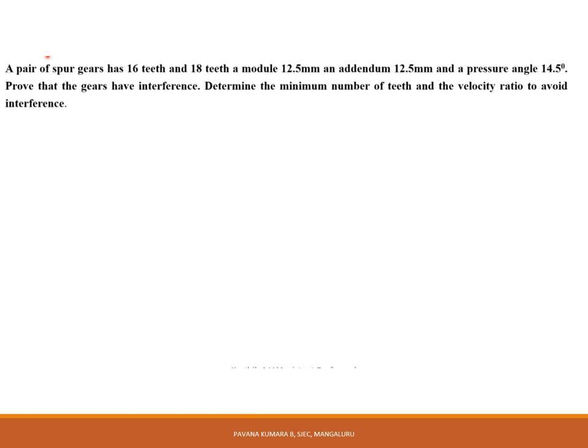Next we'll see the next problem. A pair of spur gears has 16 teeth and 18 teeth. The module is given as 12.5 mm, and the addendum is 12.5, at a pressure angle of 14.5 degrees. Prove that the gear has interference. Determine the minimum number of teeth and the velocity ratio to avoid interference.